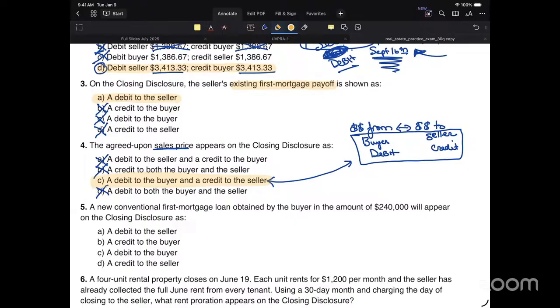Hey, I'm selling you my house for $250,000. That's what the contract says. So buyer, you need to give me $250,000. That is the buyer debit. And I need to show in the paperwork that I received that $250,000 that you owe me. That would be a seller credit. C. All right, number 5.